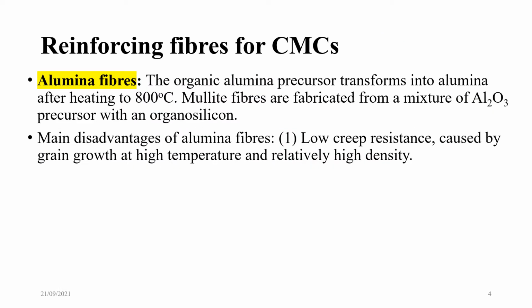Now for alumina fibers, the organic alumina precursor transforms into alumina after heating to 800 degrees Celsius. Mullite fibers are fabricated from a mixture of alumina precursor with an organosilicon. Main disadvantages of alumina fibers: low creep resistance caused by grain growth at high temperature and relatively high density. See, it's a relatively high density.